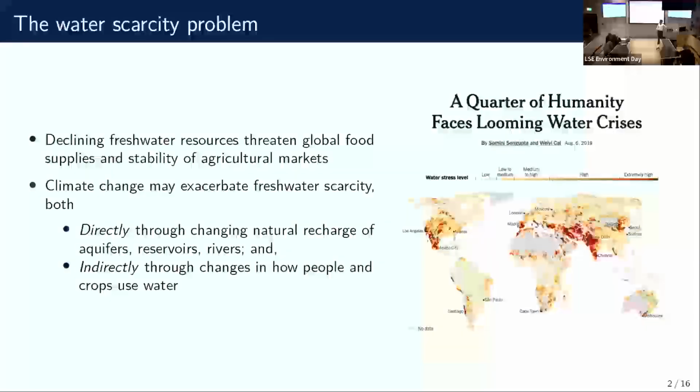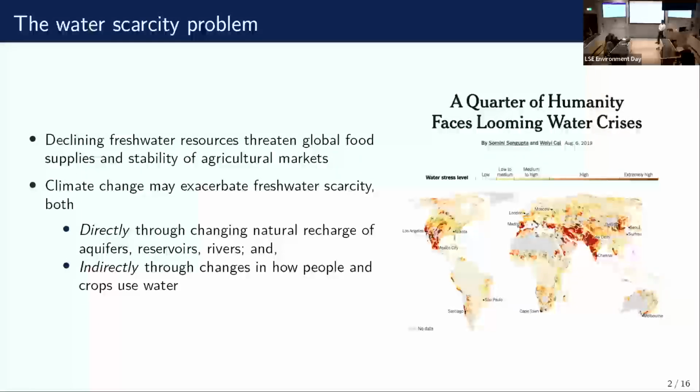Issues of water security and water stress are becoming increasingly popular as topics in the popular media. I'm showing you on the right here a recent article from the New York Times that documents the spatial distribution of water stress. But approximately 90% of water consumptive use around the globe is through agriculture. And therefore, declining freshwater resources are a threat to both the stability of food as well as the stability of agricultural markets. There isn't so much work about how this interacts with future climate change.